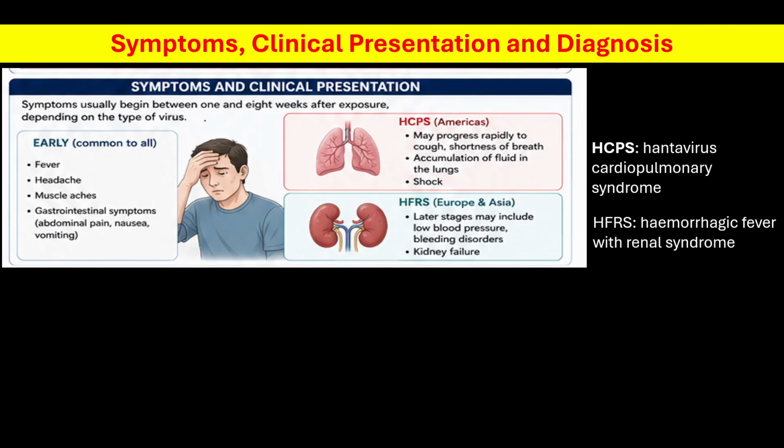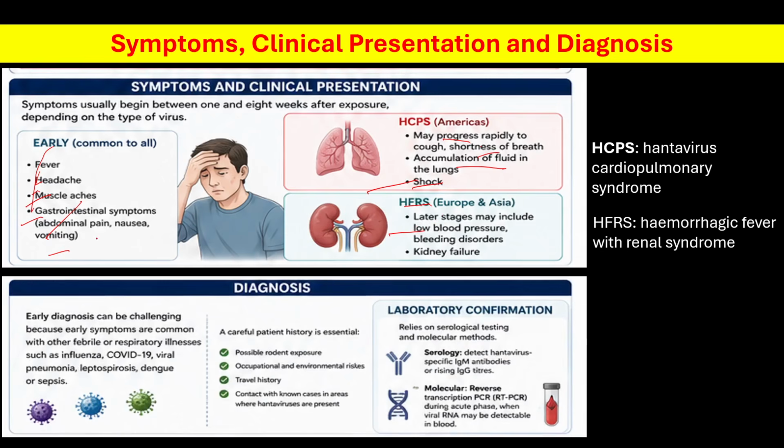So, what are the symptoms? The symptoms usually begin between 1 and 8 weeks after the exposure, depending on the type of hantavirus. Common symptoms include fever, headache, muscle aches, gastrointestinal symptoms, abdominal pain, nausea, and vomiting. HCPS, hantavirus cardiopulmonary syndrome, may progress to cough, shortness of breath, accumulation of fluid in the lungs, and shock. And HFRS, which is hemorrhagic fever with renal syndrome, in later stages may include low blood pressure, bleeding disorders, and kidney failure.